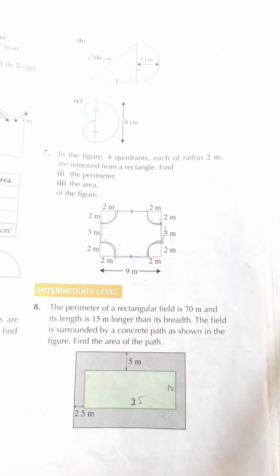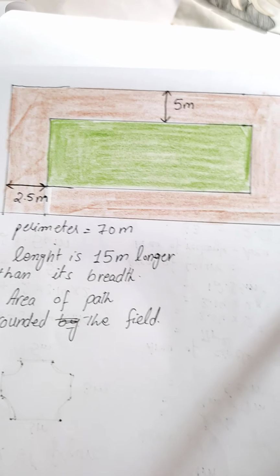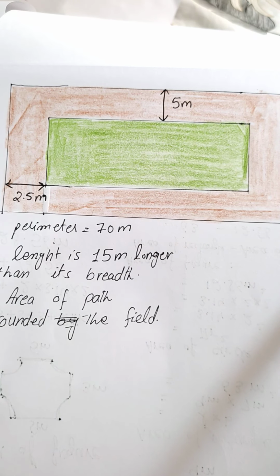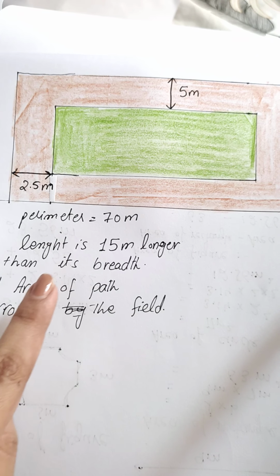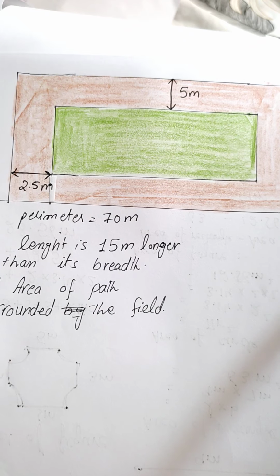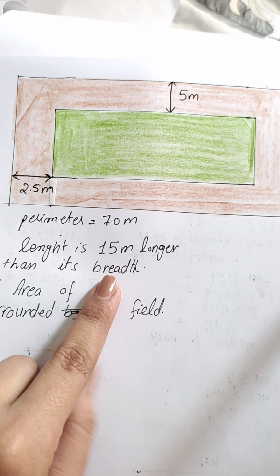First of all, we will draw this picture on the paper, and then we will write how many things are given in the question and what we have to find in this video. So let's start. I have drawn a rough sketch on my paper. The given things in the question are: perimeter is equal to 70 meters, and the length is 15 meters longer than its breadth.